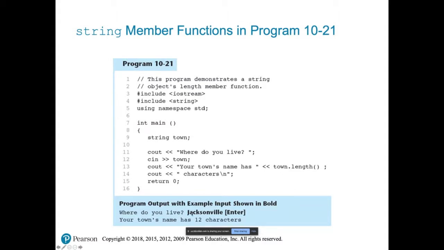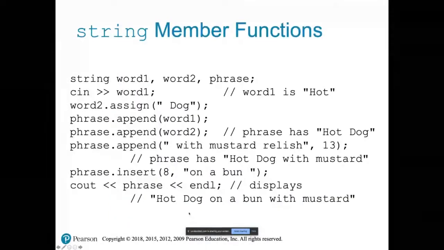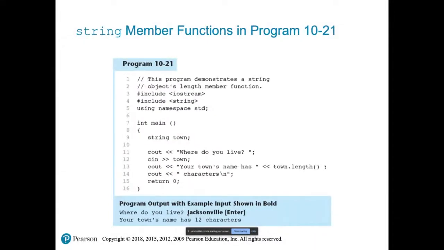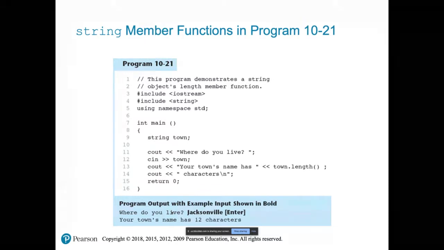Remember, they add Jacksonville. Then you could do it like this. All these would be the same, like dot append and so forth. When you hit dot, you have access to all these member functions that you can have. Remember, length gives you the number of characters, but not including the null byte. So Jacksonville has 12 characters, but there is still a null byte there. So technically the size is 13, but length only gives you the number of characters.